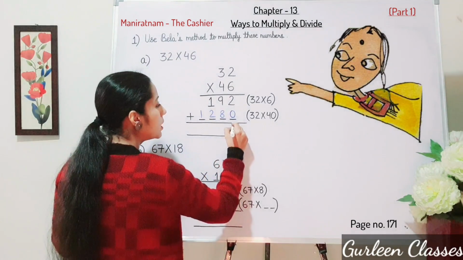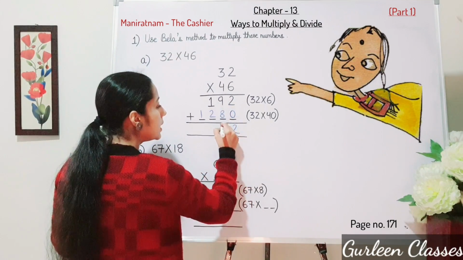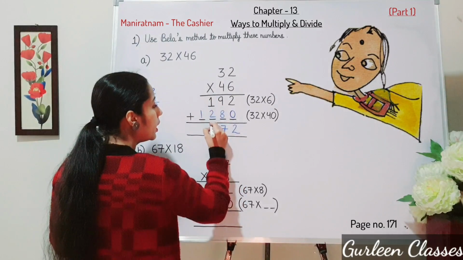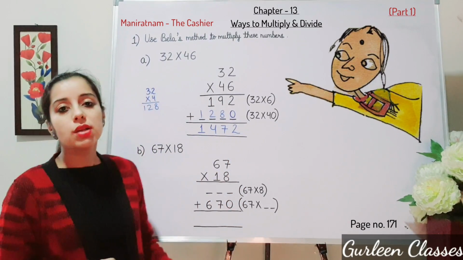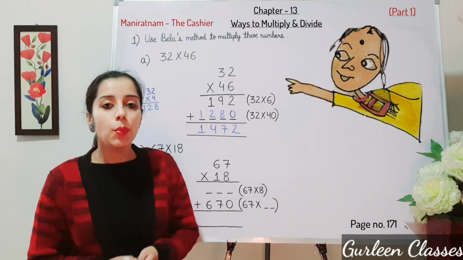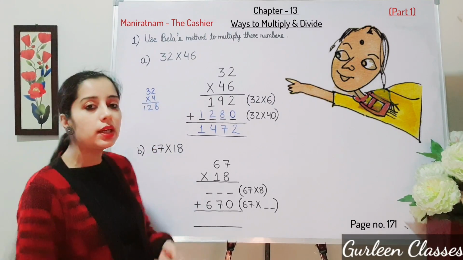Now add 2 plus 0, 2. 9 plus 8, 17. 2, 3 and 4 and 1. So the answer is 1472. Now B part, multiply 67 into 18.